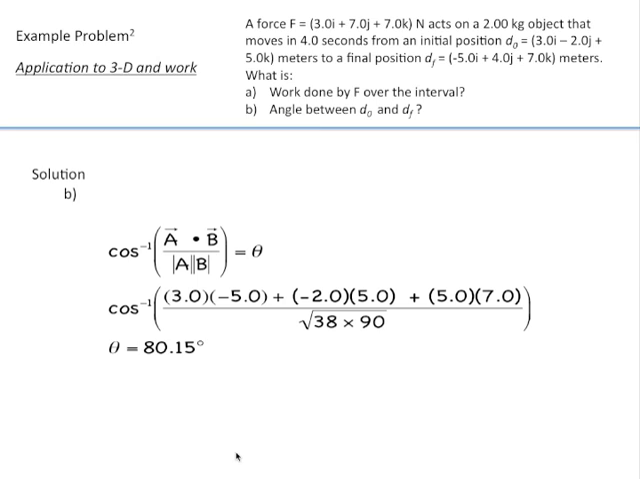For part B, to find the angle between d naught and d final, we simply plug into the variation formula shown earlier, or theta equals arc cosine of a dot b over the magnitude of a times the magnitude of b. The same formula follows suit, just with added vector parts. Doing the arithmetic, we see that the angle between the vectors, note that this is an angle in between the vectors in 3 space, is 80.15 degrees.